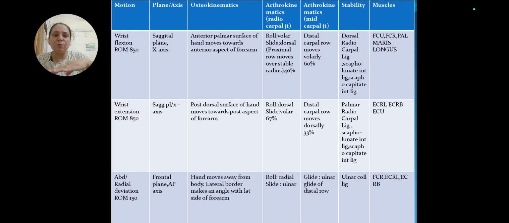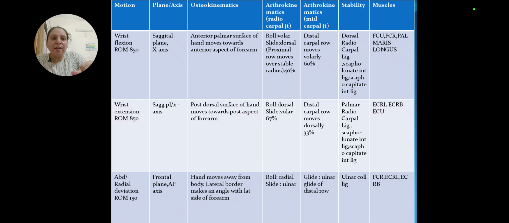Now what about radial deviation? In deviations, the range is roughly 15 degrees. Radial deviation is less and ulnar deviation is more. It takes place in the frontal plane and AP axis. The radial deviation is only 15 degrees. Here the hand is moving towards the body. Here you can see the radial deviation.